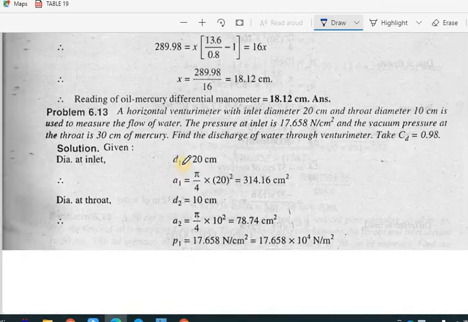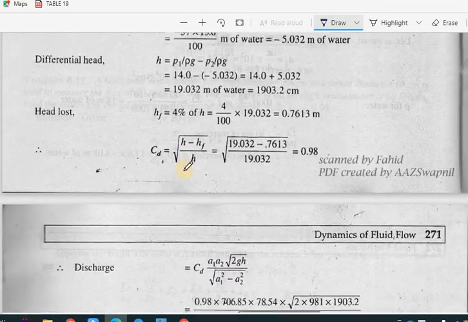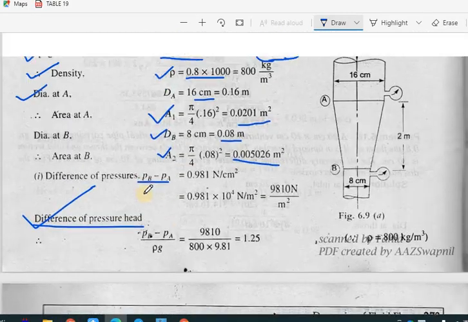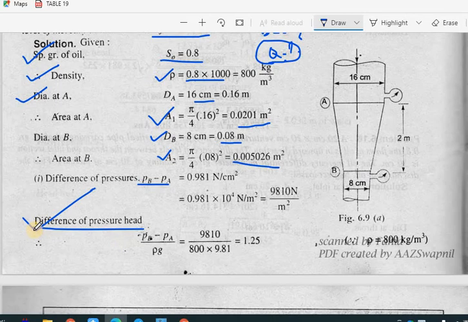Now the difference of pressure head will be what? PB minus PA by rho g. This will give you the difference of pressure head. So PB minus PA, which has been provided with the value of 9810, divided by rho g, where rho is 800 and g is 9.81. Now you can see that it is taken as 9.81.